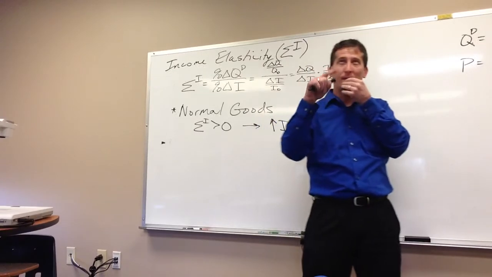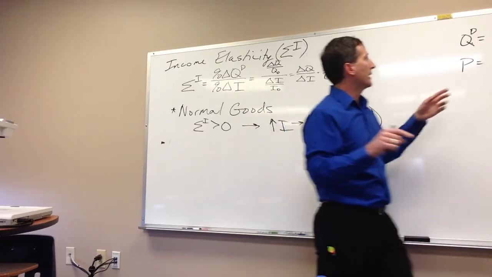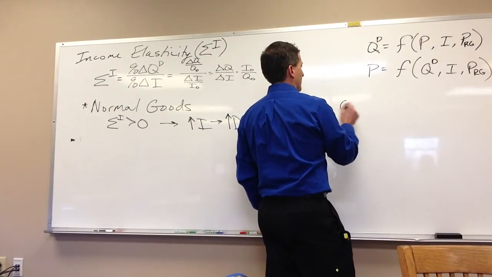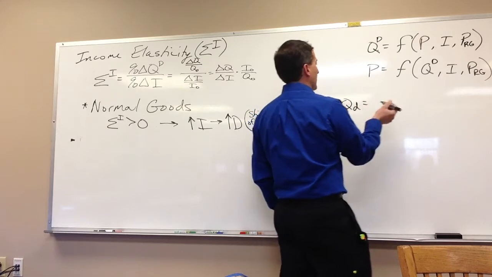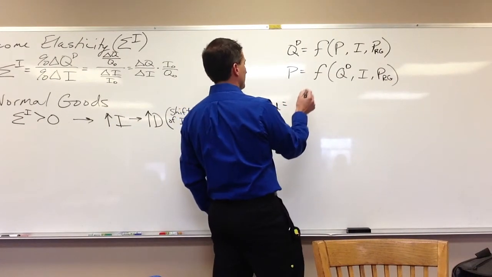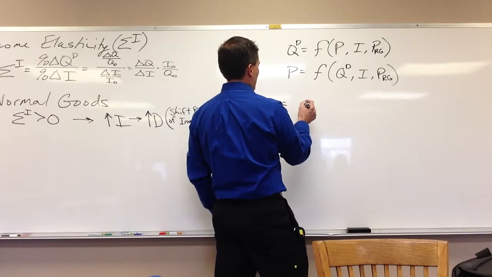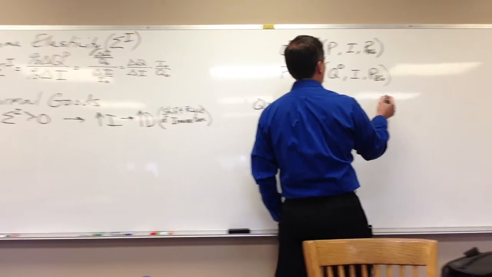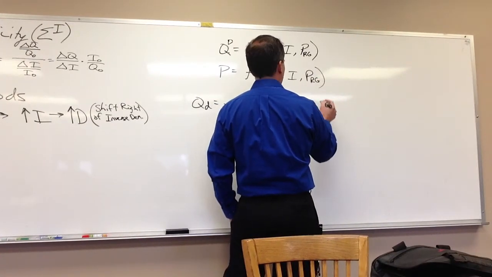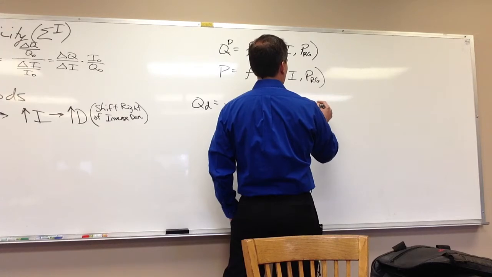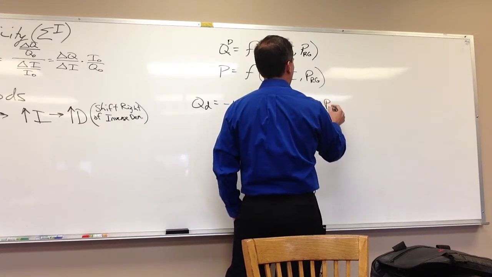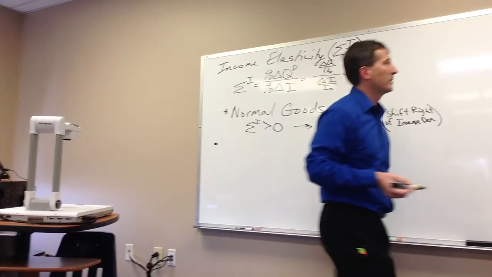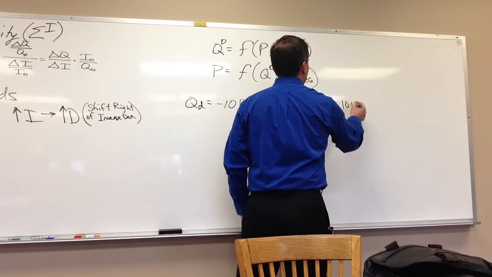What you're going to see in your first or second homework problem is they're going to give you an equation that says, I'm just going to make up one here. Quantity demanded is equal to, let's see, negative 10p plus 40i plus 0.6 PRG. And maybe even for fun, we'll just throw a constant term in there, plus 100.